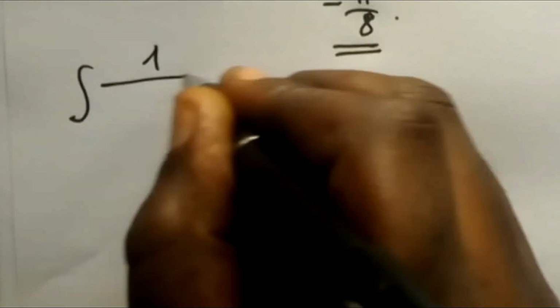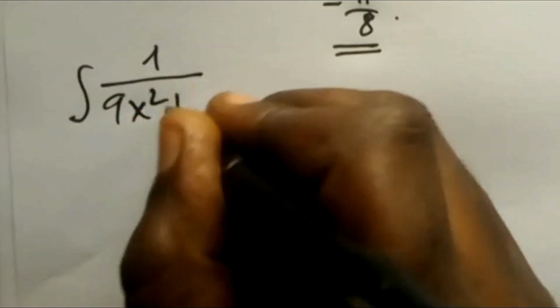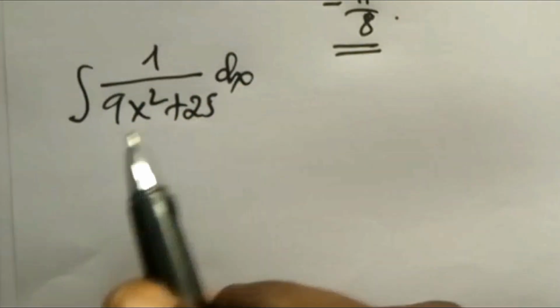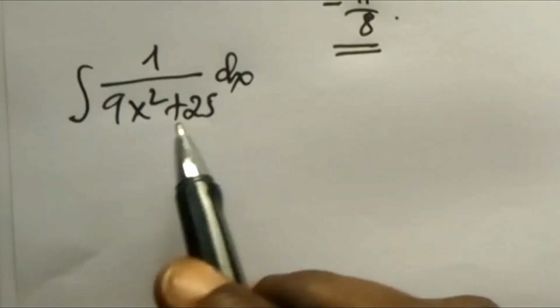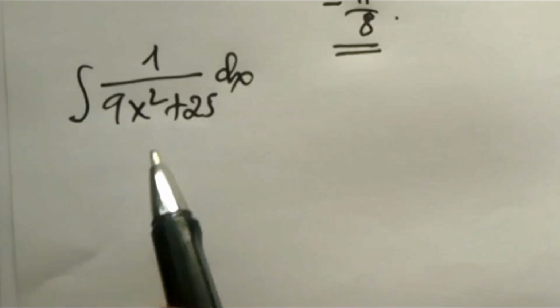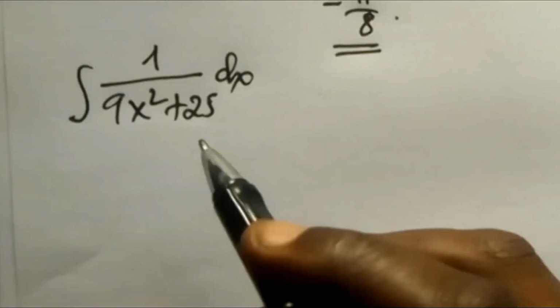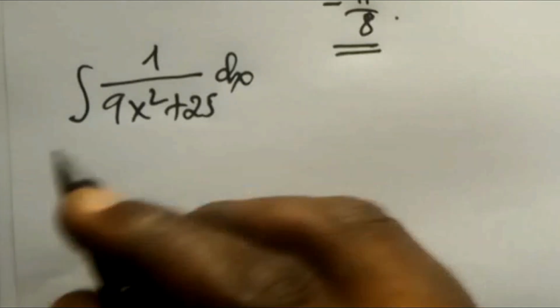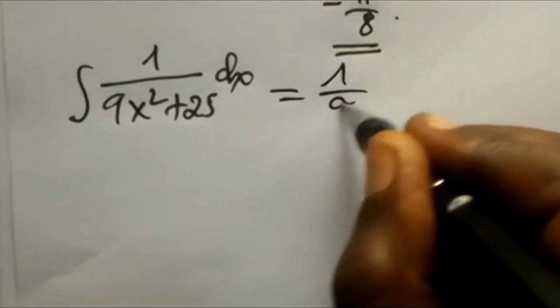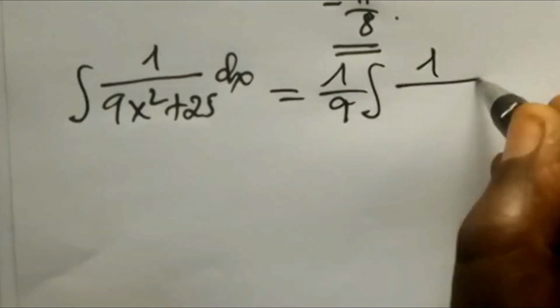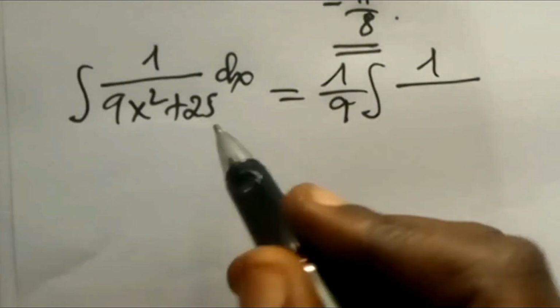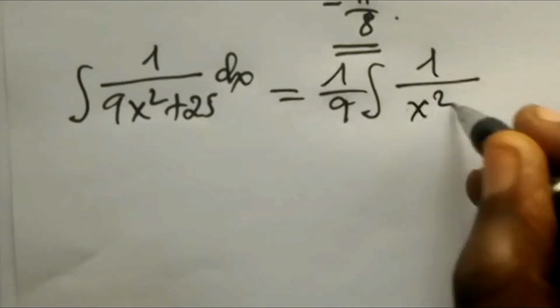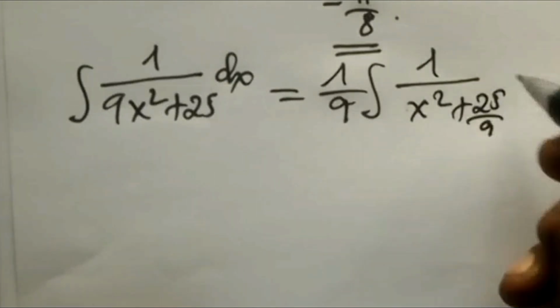If there was a situation where you had to do integral of 1 all over 9x squared plus 25 dx, again, you see that there is sum of two squares at the denominator and that there is a real constant at the numerator. The first step we have to do now is to make sure the coefficient of x squared is unity. We factorize 9, and so we have 1 all over 9, integral of 1 all over, divide every term by 9 as you factorize it. So we get x squared plus 25 all over 9 dx.